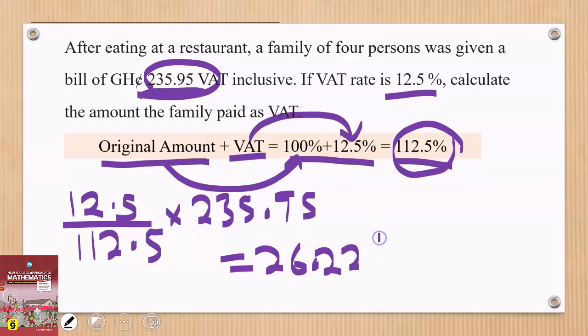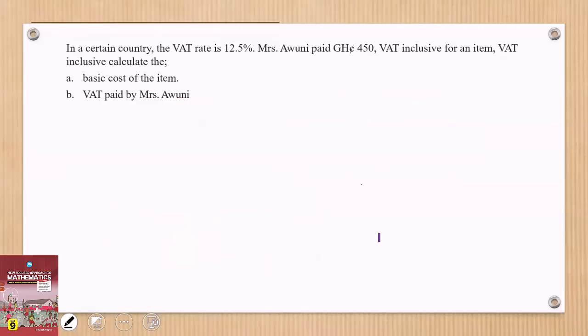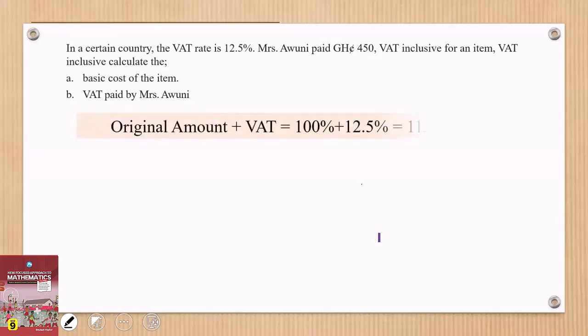Good. Let's take another example and see. In a certain country, the VAT rate is 12.5. Mr. Awuni paid 450, VAT inclusive, for an item. Calculate the basic cost of the item and then the VAT paid by Mr. Awuni. Now, for us to know the basic cost, we still have to rely on this particular formula. Okay, and this time I want to know what was the original price before they paid 450.